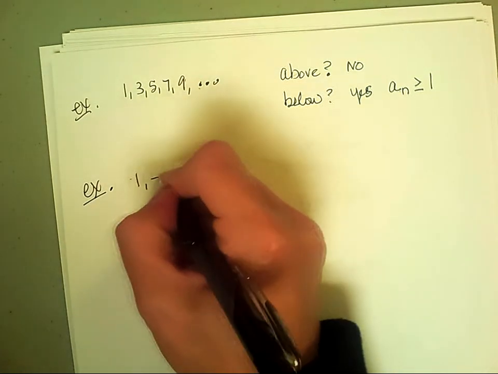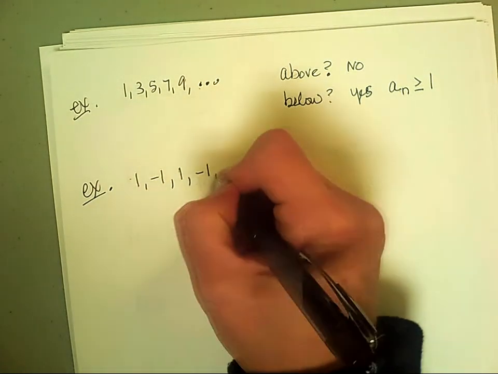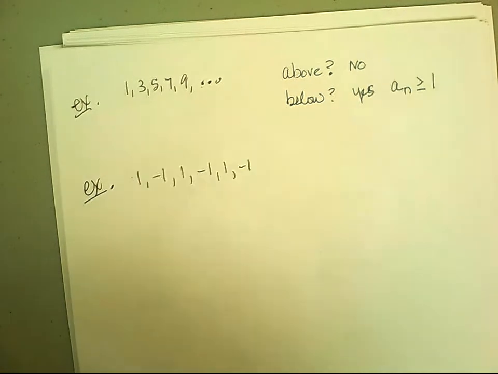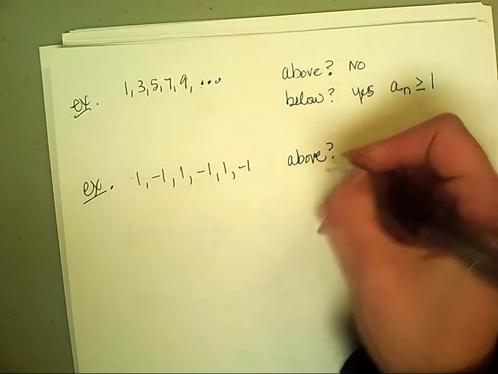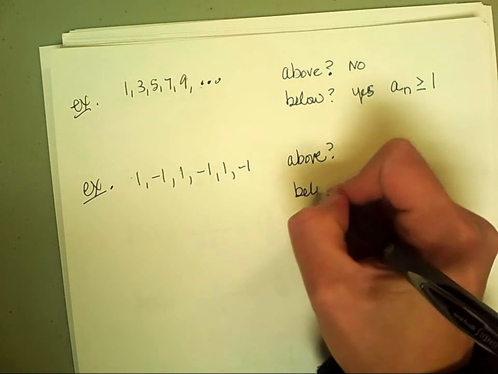Now we have this tricky sequence. We have 1, negative 1, 1, negative 1, 1, negative 1. And so is it bounded above? Is it bounded below?